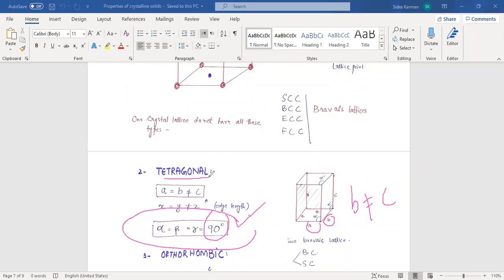The cubic crystal system has many examples like iron, copper, silver, gold, NaCl, NaBr, diamond. These are all forms of the cubic crystal system. And tetragonal has examples such as tin oxide, manganese oxide, ammonium bromide. So these are the examples of this system. Next we have the orthorhombic system.